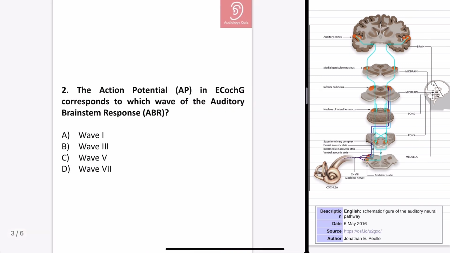Question 2. The action potential in ECochG corresponds to which wave of the ABR? The correct answer is A. The action potential in ECochG corresponds to Wave I of the ABR, which reflects activity from the auditory nerve. B and C are incorrect because Waves 3 and 5 originate from higher brainstem structures, not the auditory nerve. D is incorrect because Wave 7 is not typically used in ABR interpretation.